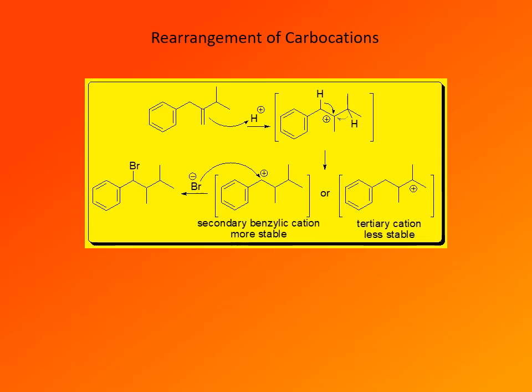Instead, tertiary carbocation, that is result of protonation, rearranges into secondary benzylic carbocation. Secondary benzylic carbocation is more stable than a tertiary carbocation. And then it is this secondary benzylic carbocation that reacts with the nucleophile, accepts electron pair from the nucleophile to form carbon-bromine bond, and gives the final product.